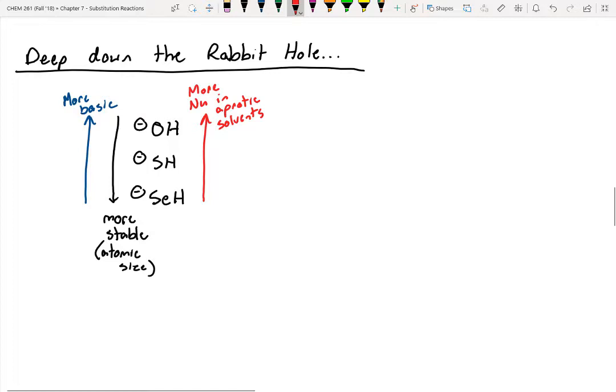All right? However, let's consider hydrogen bonding. With hydrogen bonding, which one do you think is going to be the best at hydrogen bonding with a protic solvent? OH, right? So if you think about OH as being really, really good at hydrogen bonding, the hydroxide anion, does that mean it's going to be a good nucleophile in a hydrogen bonding solvent? No. So down here, this is more nucleophilic in polar protic solvents.